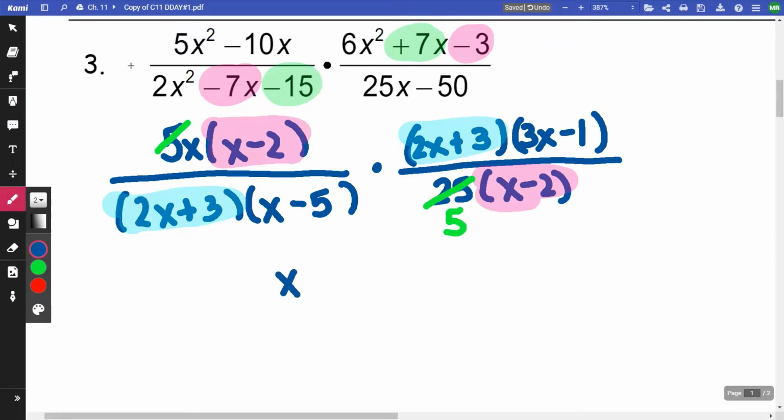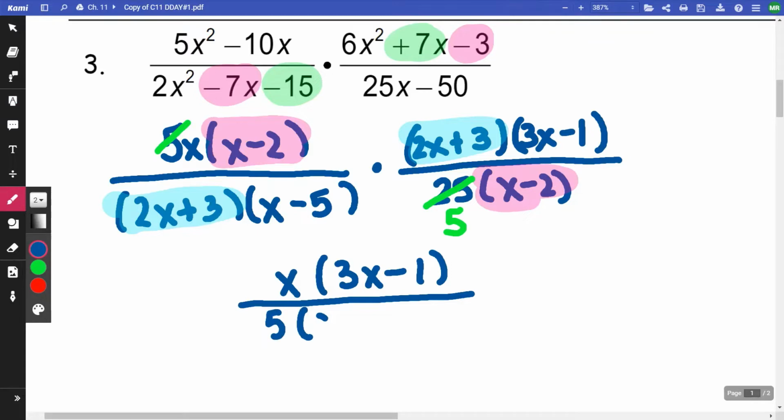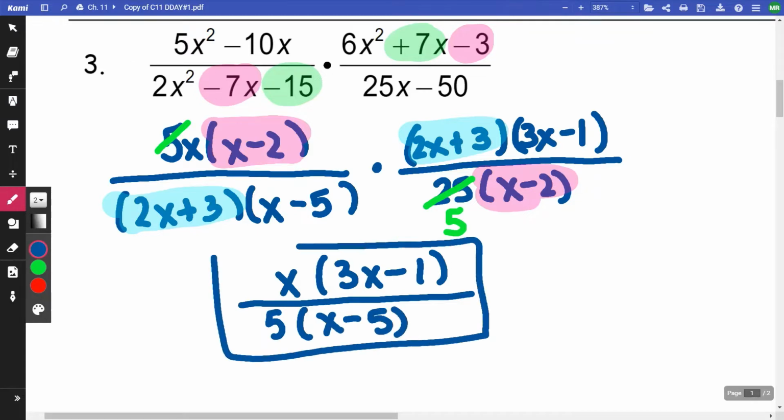So when I clean this up, I'm going to have an x times 3x -1 on top. And on the bottom, I'm going to have a 5 times x -5. And that is our answer.